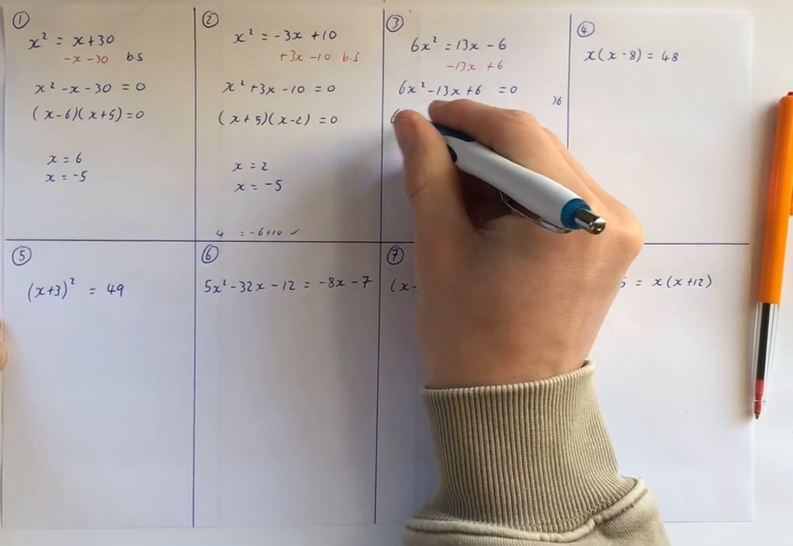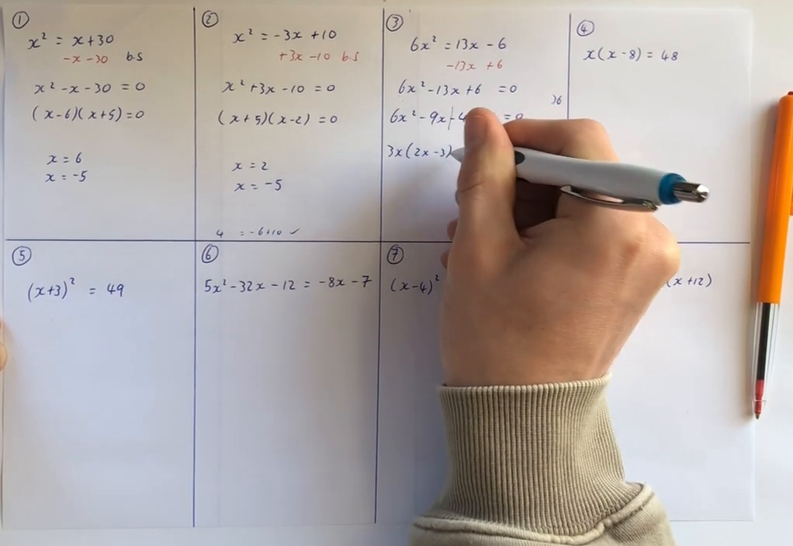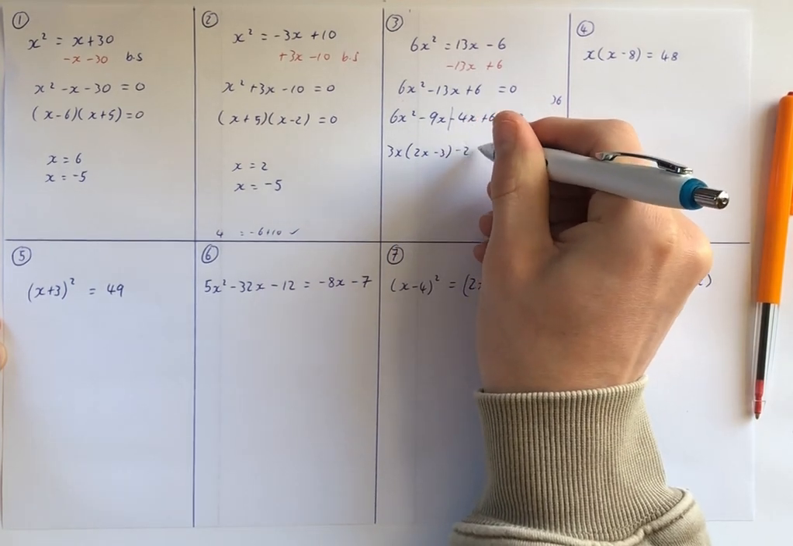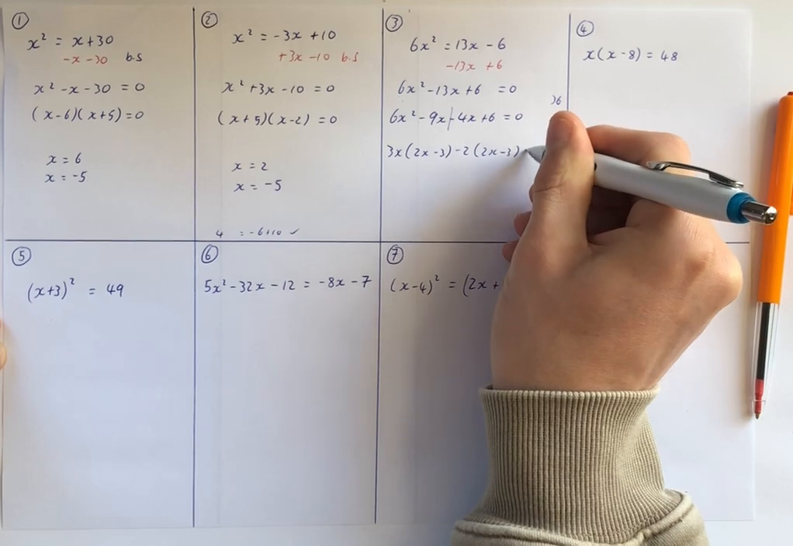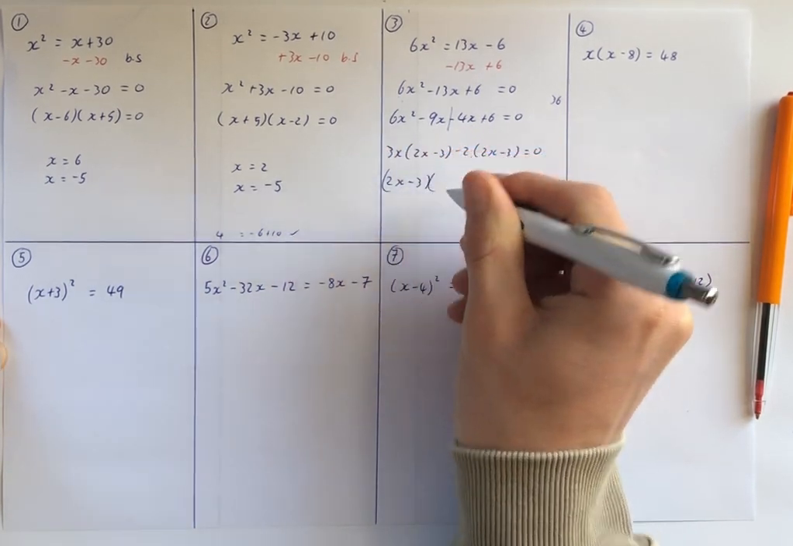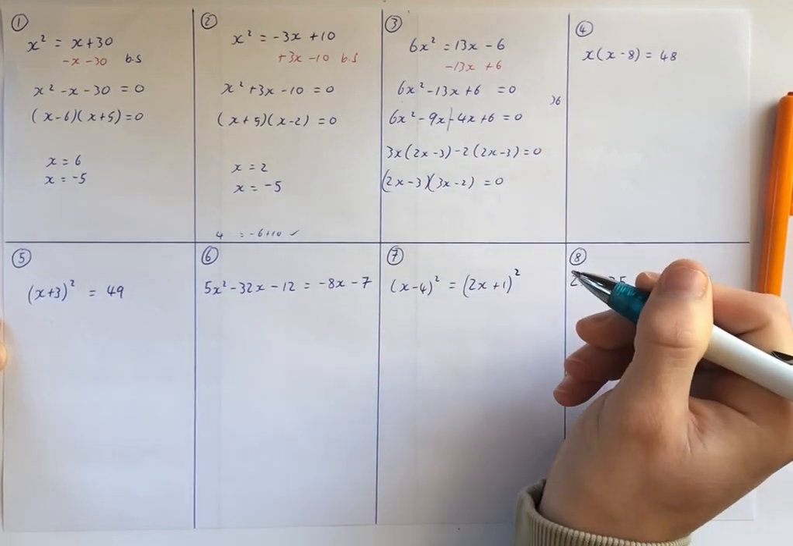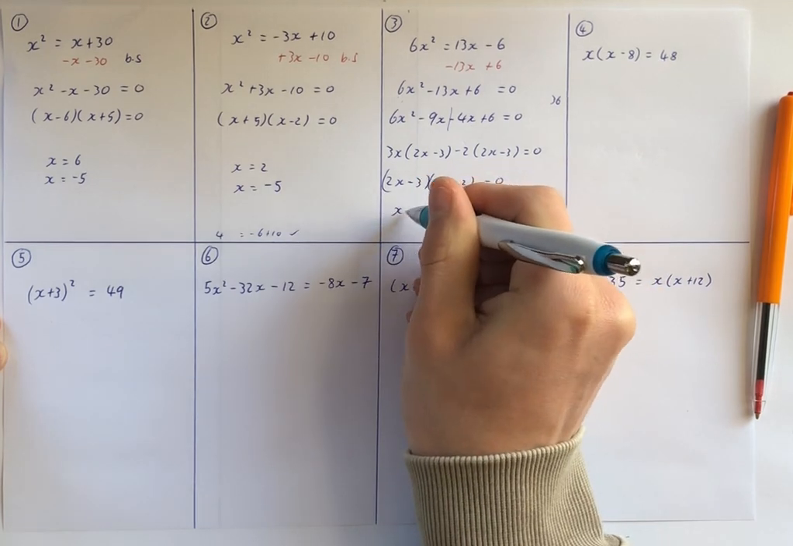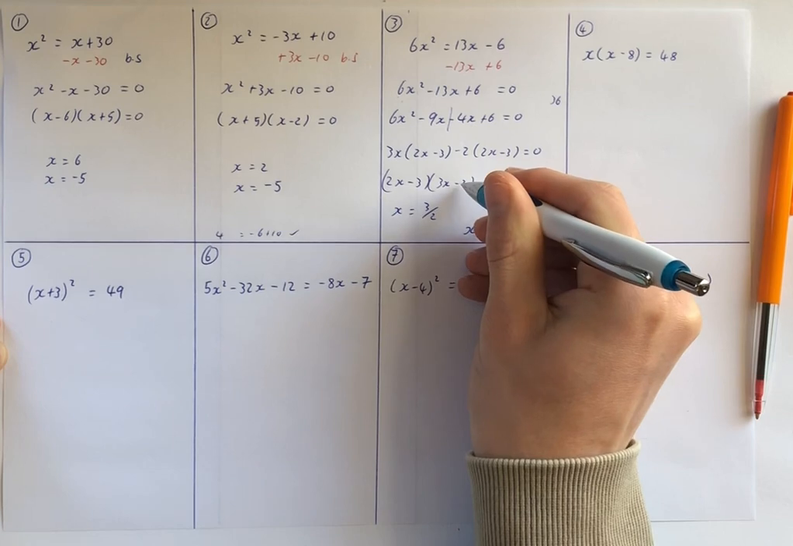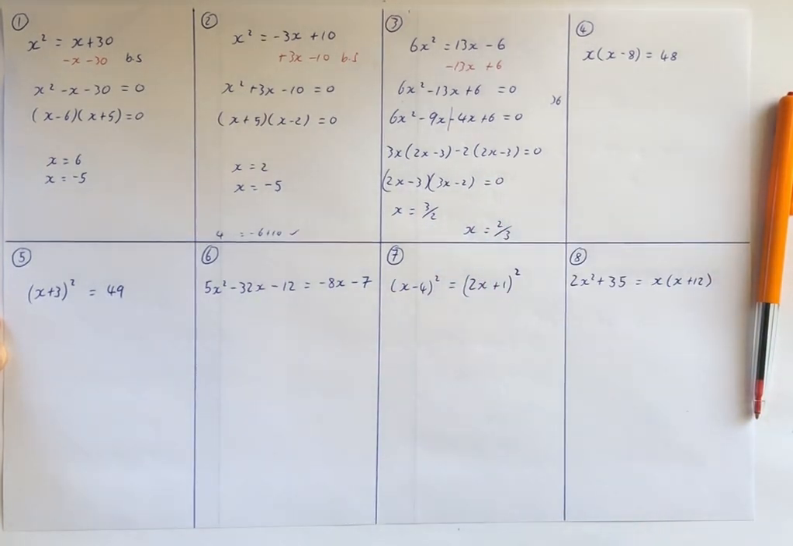Factorize the left with a 3x coming out, leaving a 2x minus 3, and take a negative 2 out of this. Same bracket, there's one factor. Left over is another factor. One solution, 3 over 2. Other solution, 2 over 3. So that's probably one of the harder ones.